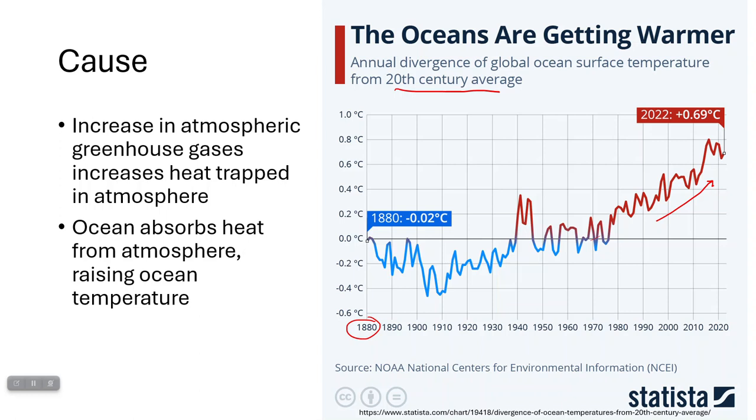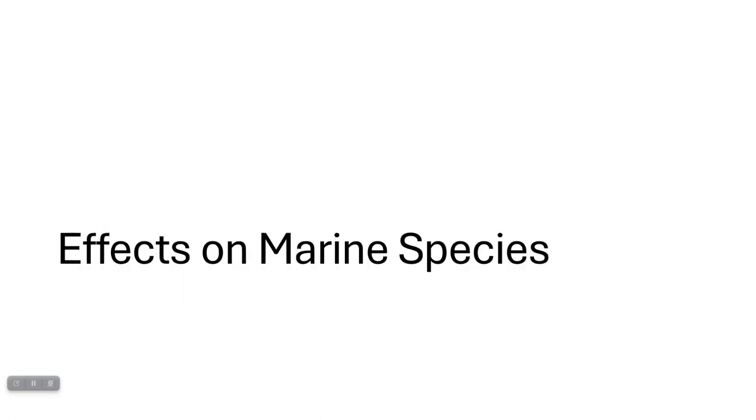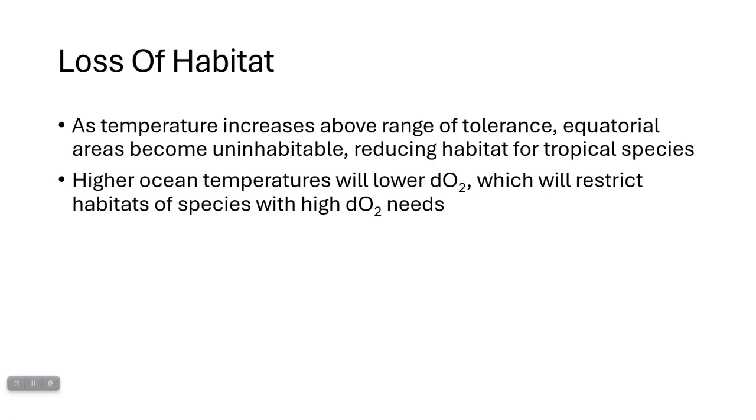But remember, ocean life, aquatic life can be very sensitive to environmental changes, and there can be all sorts of consequences. So, what are some of the effects of ocean warming on marine species? Well, as the temperature starts to increase, that could become above or out of the range of tolerance of a lot of species. That could mean, especially in the warmest water areas, equatorial areas, they could become uninhabitable, which would reduce the habitat for tropical species.